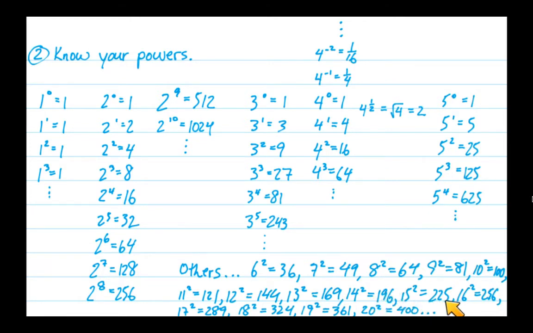15 squared is 225, 16 squared 256. Hey, there's a memory number. 17 squared is 289, 18 squared is 324, 19 squared is 361, and 20 squared is 400.